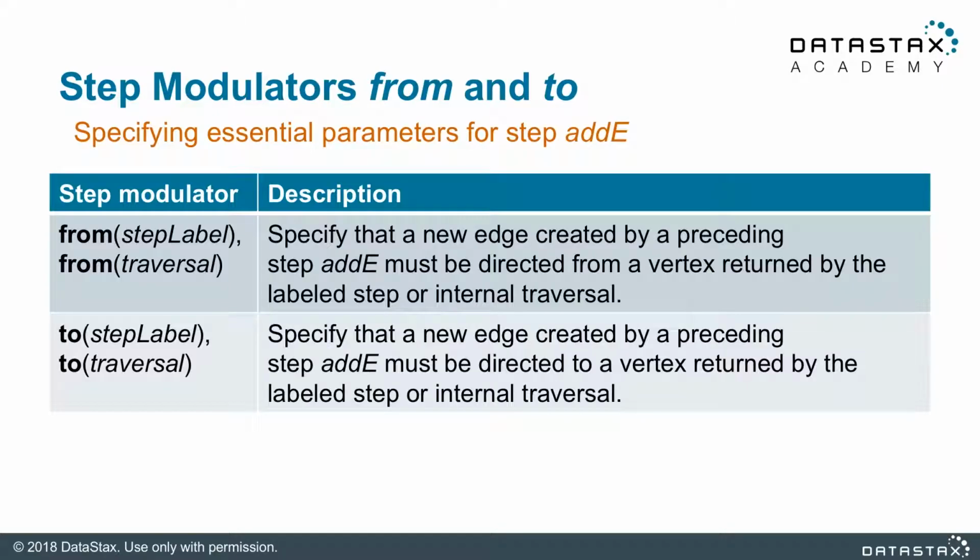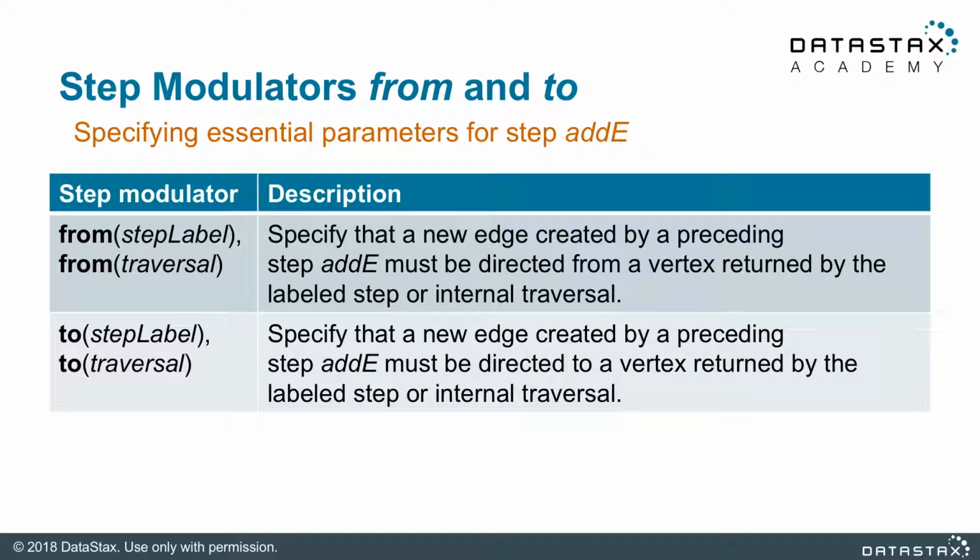As we mentioned, adding an edge requires that we come from a vertex or go to a vertex. The from and to modulators do that. When we use the addE step, we want to use that on a vertex or vertices in the traversal. We have to then specify where that edge is going to come from or where that edge will go to. Of course, we use the step from or to establish the direction of the edge. Also, we can come from or to a labeled step, where that labeled step can be one or more vertices. And we can also go from or to a new traversal so that we can explicitly specify that traversal that generates the vertices that the edge should go to or come from.